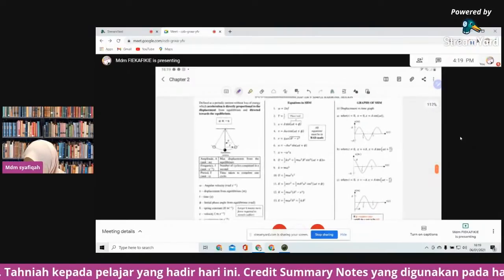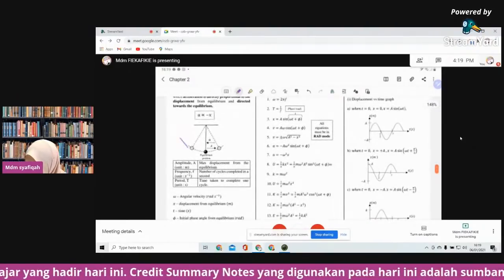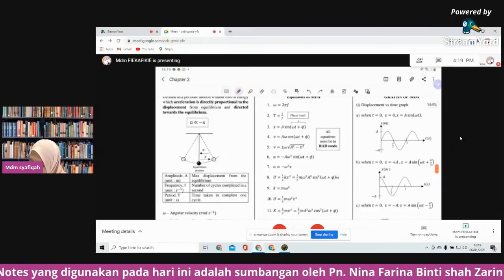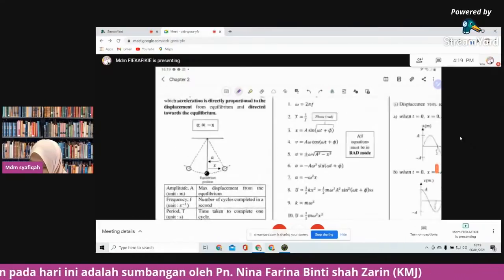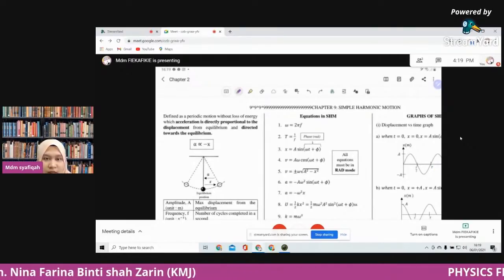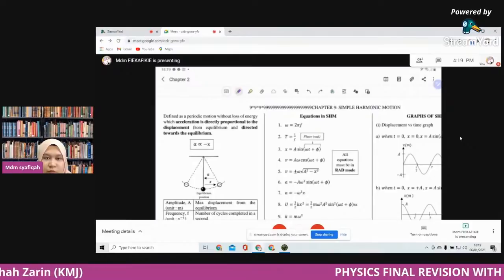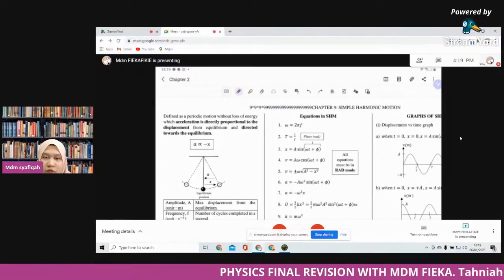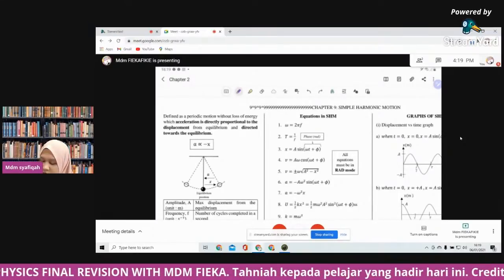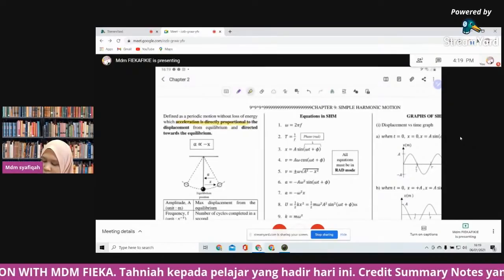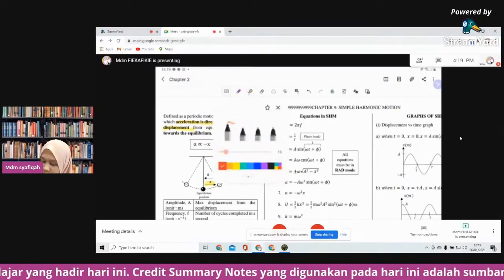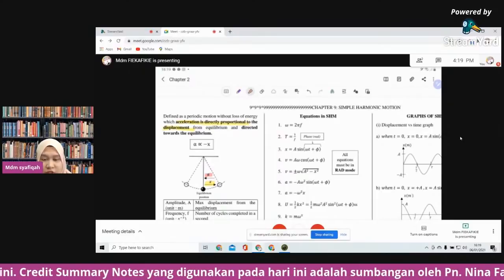Okay, look here. Now look at the definition of simple harmonic motion. It is defined as periodic motion without loss of energy, in which acceleration is directly proportional to the displacement. This is the displacement, the yellow color, and the red color is the acceleration.